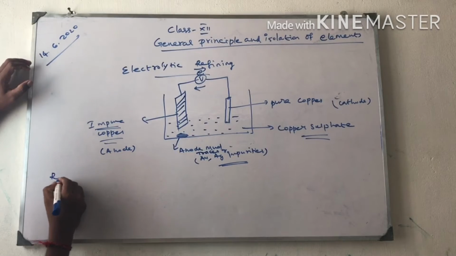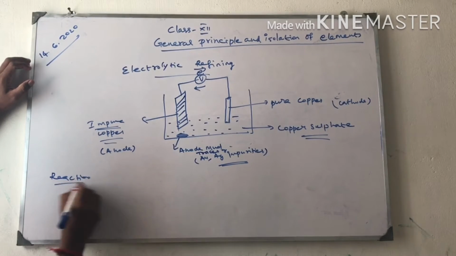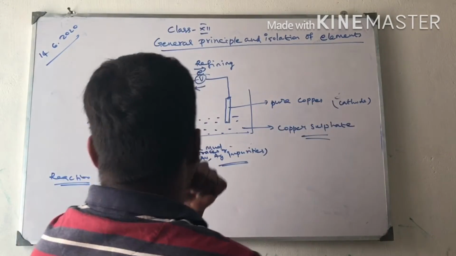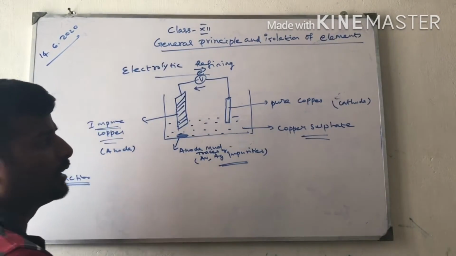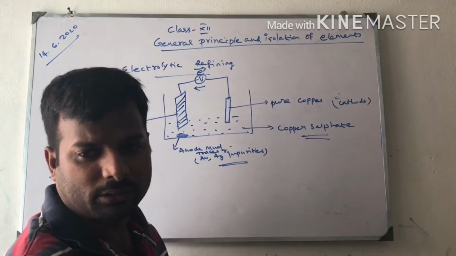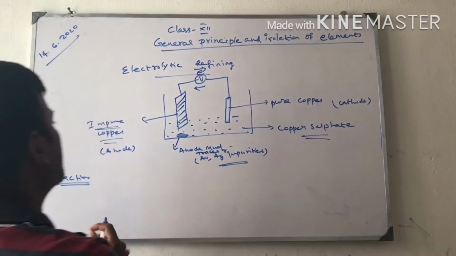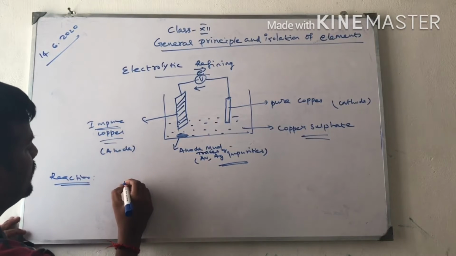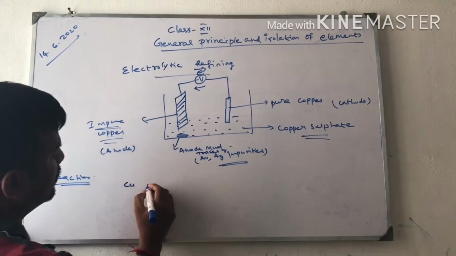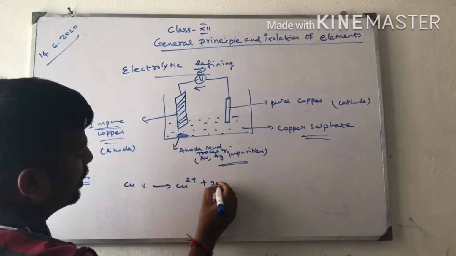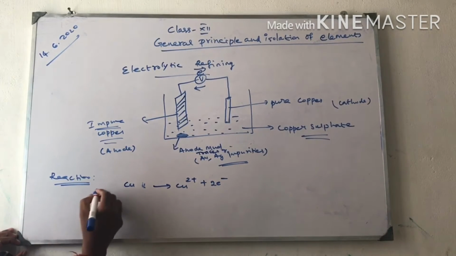Now the reaction. Impure copper acts as anode, pure copper acts as cathode. At the anode, an oxidation type of reaction takes place. At the cathode, a reduction type of reaction takes place. In the anode reaction, copper gives Cu2+ and 2 electrons. This is the anode reaction.